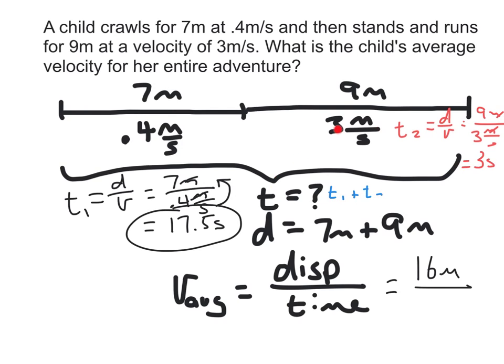Let's add the two times together to get our time total, and that's 17.5 seconds we had from here, plus our 3 seconds that we got from here, and we have a total time of 20.5 seconds. We just need to put this number down here for our total time. And our answer is 0.78 meters per second.